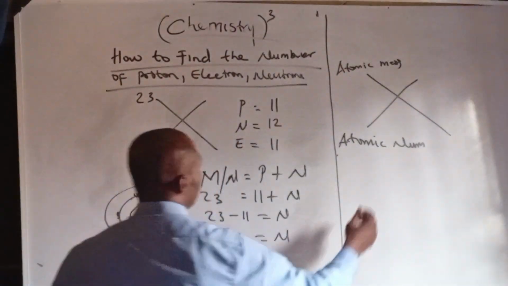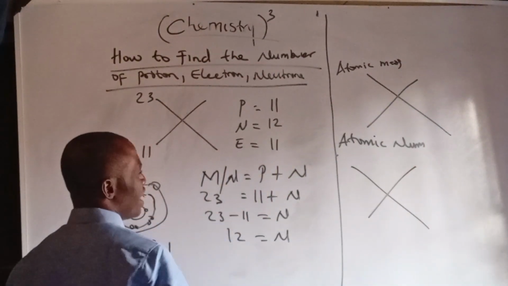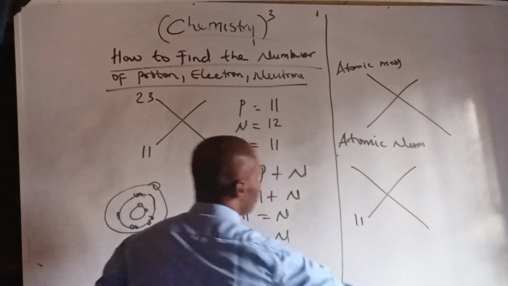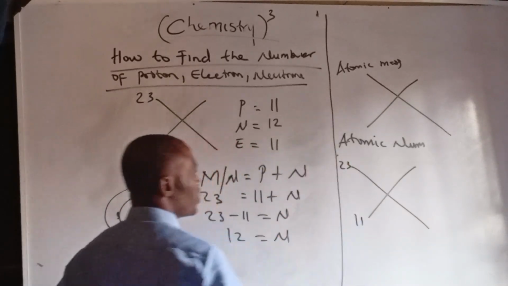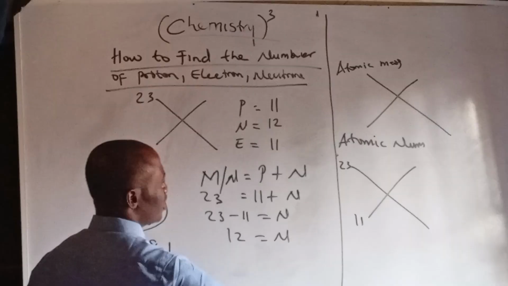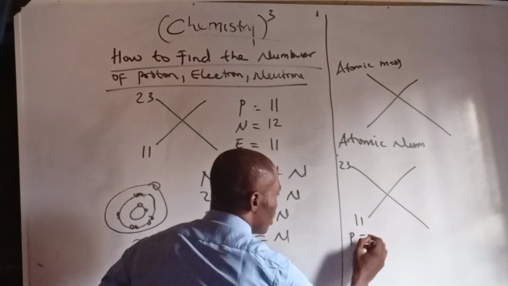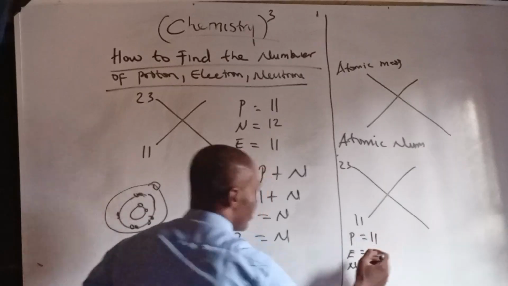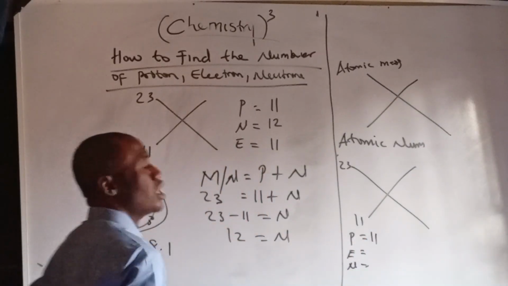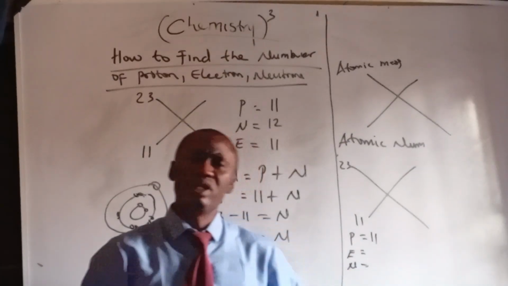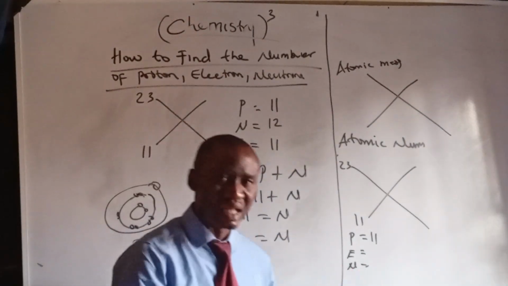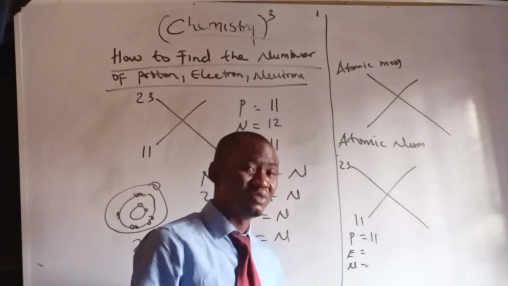Now let's use sodium again. Element 11, and then mass number 23. Atomic number 11, mass number 23. What is the proton? What is the electron? What is the neutron? Now for the proton, remember, it's still 11 because the atomic number is the number of protons only in the nucleus of an atom. So the proton number is 11, which is the only positive charge there.